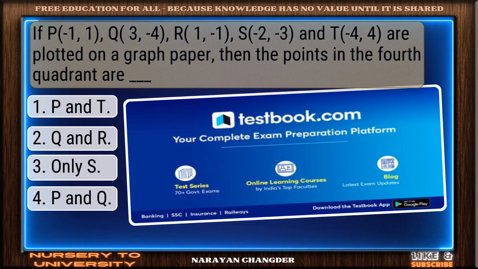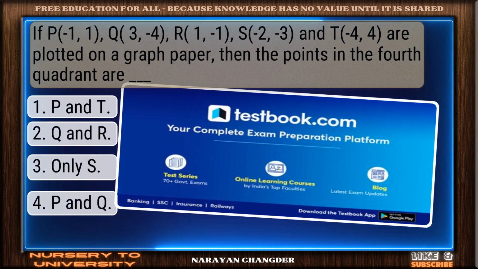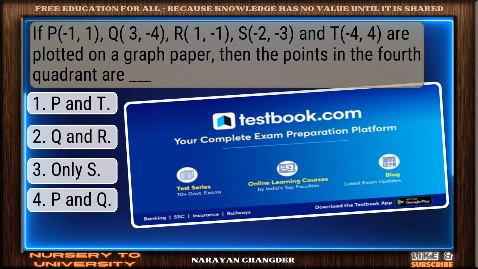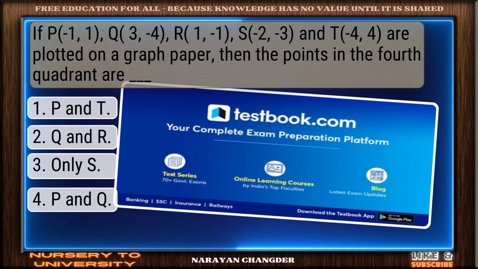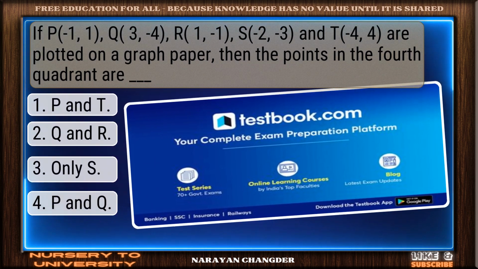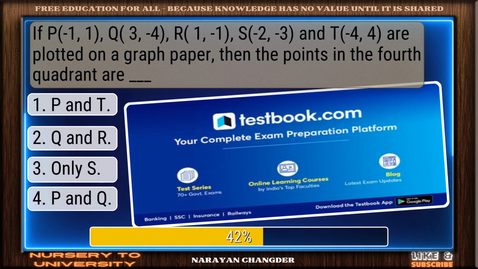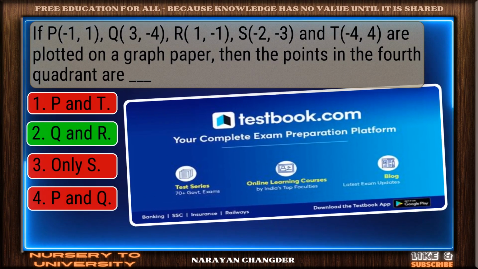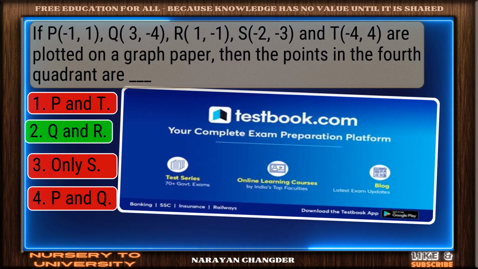Question number 19. If P, Q, R, S, and T are plotted on a graph paper, then the points in the fourth quadrant are dash. Correct. Q and R is the right answer.